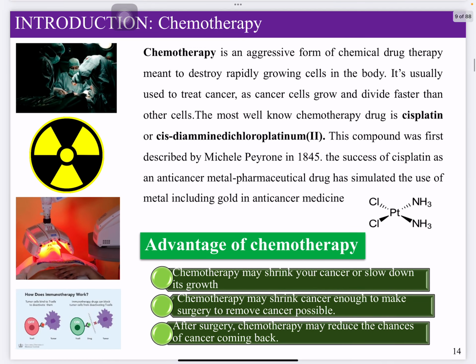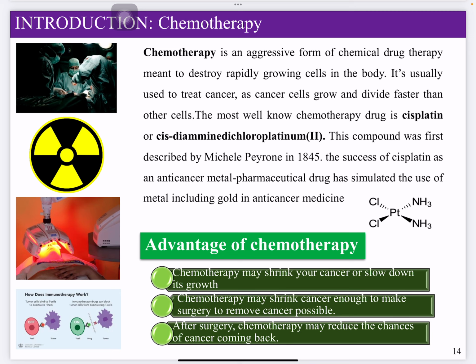Chemotherapy is an aggressive form of chemical drug treatment used to destroy rapidly growing cells in the body, and is usually used to treat cancer. As cancer cells grow and divide faster than other cells, the most well-known chemotherapy is cisplatin, or cis-diamminedichloroplatinum(II). This compound was first found in 1845. The success of cisplatin means it can be used in many areas of anti-cancer treatment.